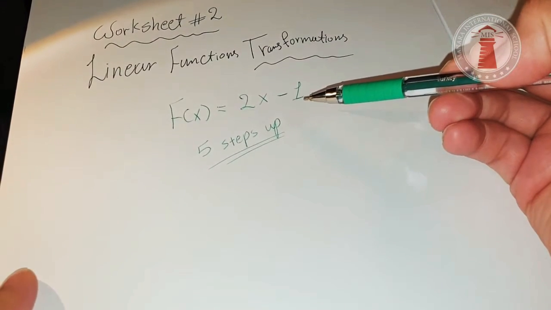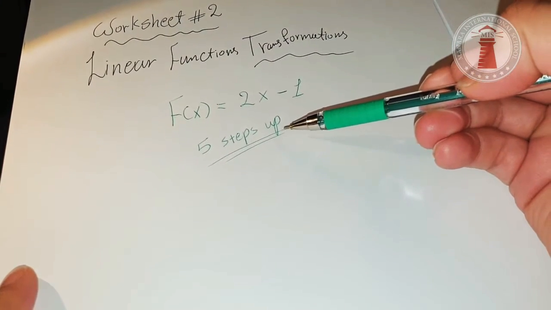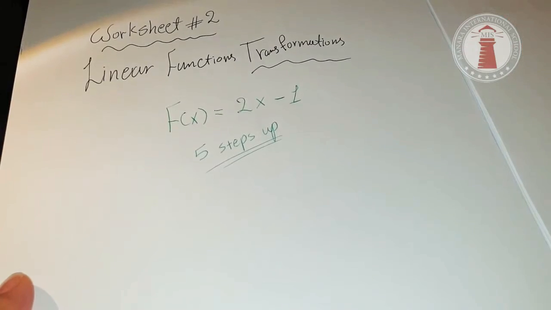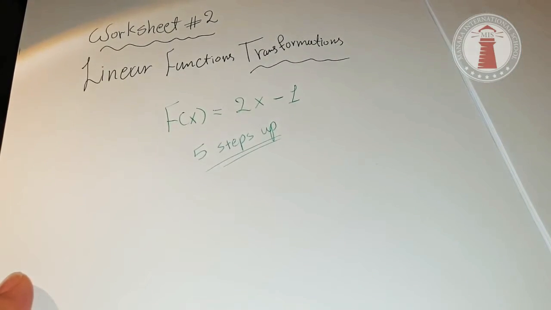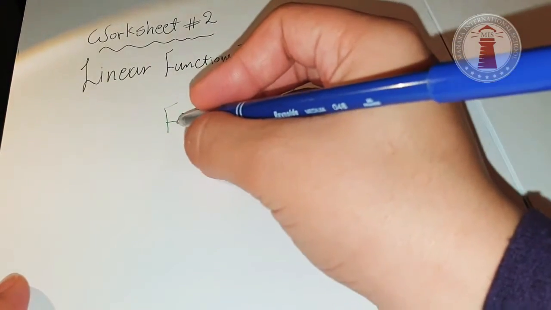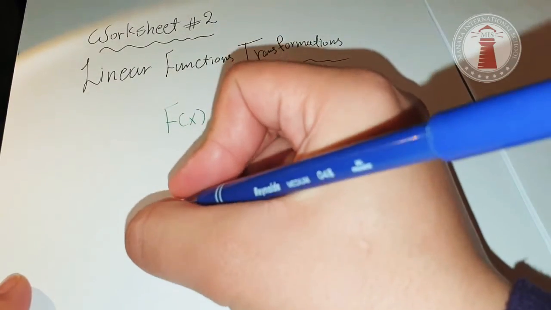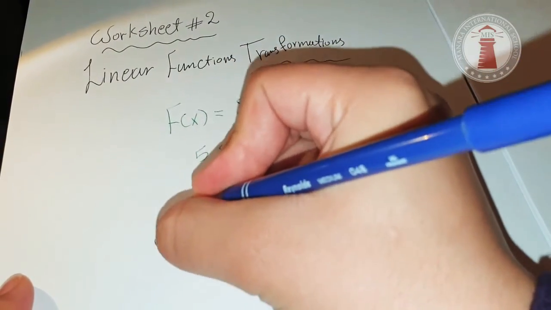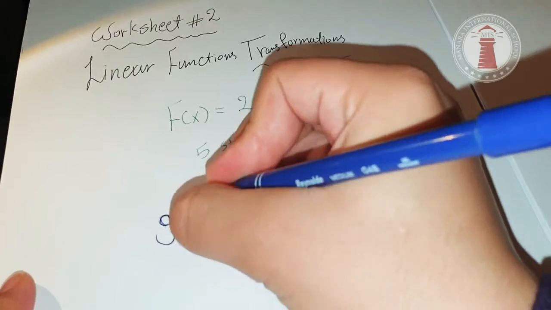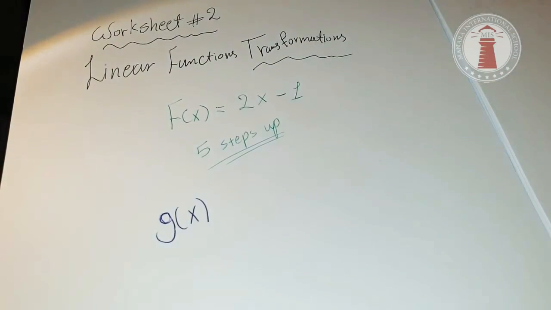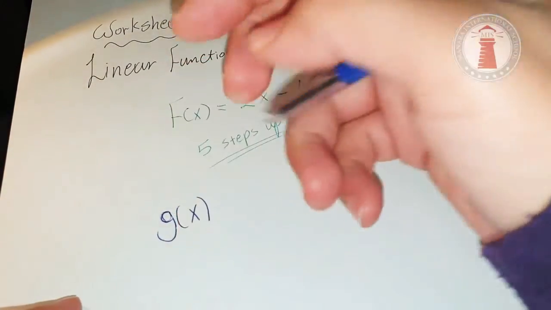Now, this is our original function, and it was shifted 5 steps up. Now, how do we change this? How do we translate this? Let's call the new function g of x. This is just an example. Okay, we call the new function here g of x.